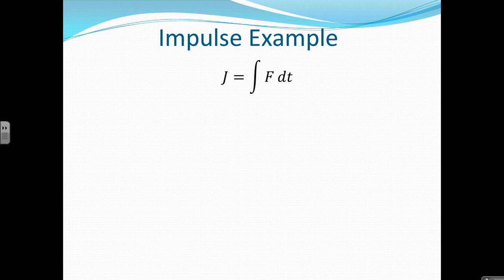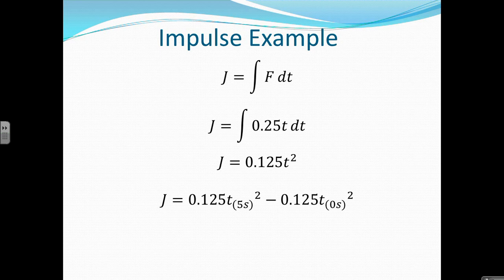And we'll look at this as impulse equals the integral of force times dt. And that is impulse equals the integral of our function for force, 0.25t dt. Taking the integral of that gives us impulse equals 0.125 t squared. Now this is showing the impulse at any point in time, but when we're looking at the impulse, we have to find the change in impulse. So the impulse, how much impulse was applied over it, is going to be the impulse at 5 seconds minus the impulse that's there at 0 seconds.